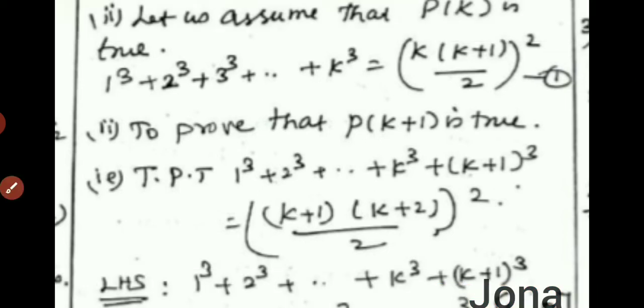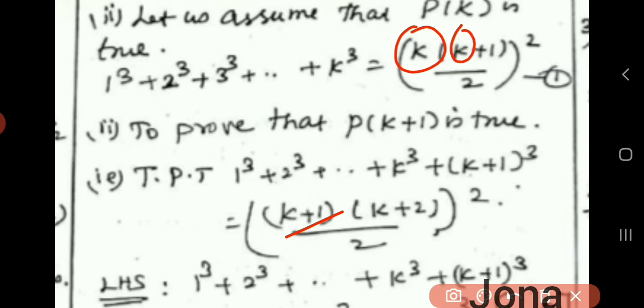So on the right side we have to substitute here in k plus 1, for this k I want to substitute k plus 1. For this k, k plus 1 plus 1, that is k plus 2. So in this bracket we have k plus 2 divided by 2 here. Okay, so the answer for the right hand side is k plus 1 into k plus 2 divided by 2 the whole square.